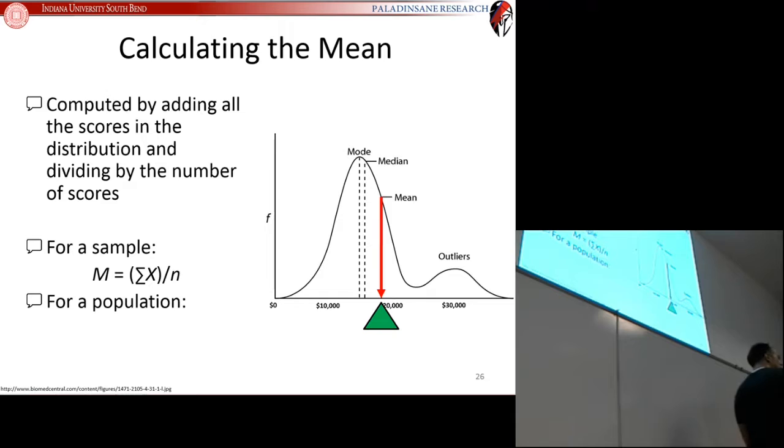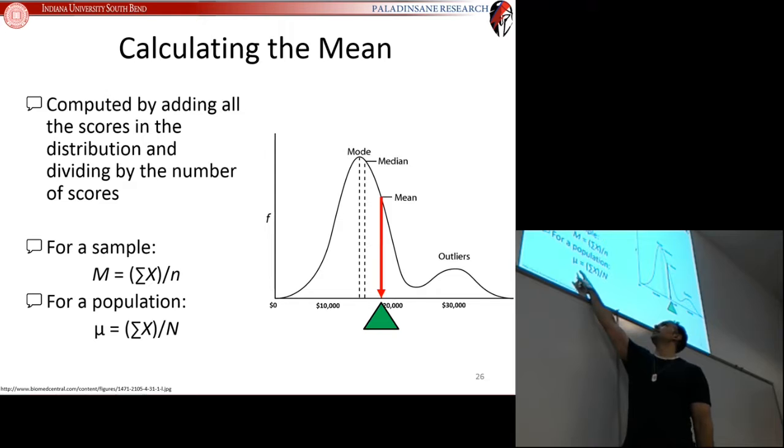For a population, it's the exact same idea, but different symbols. So for a population, we got mu. Populations get Greek symbols. So for the population mean, mu equals the sum of the scores divided by the size of your population, and that's capital N.